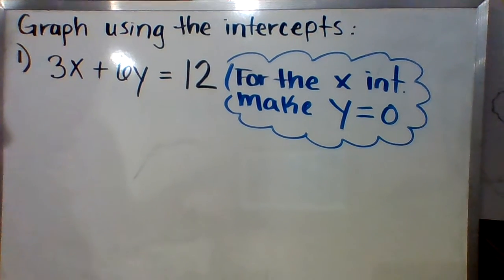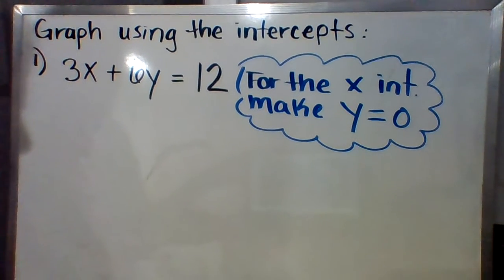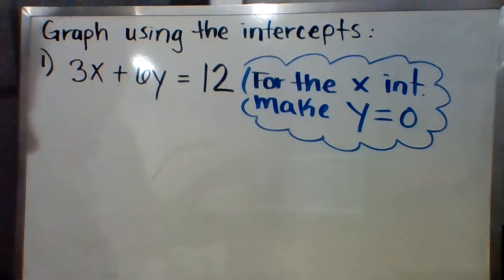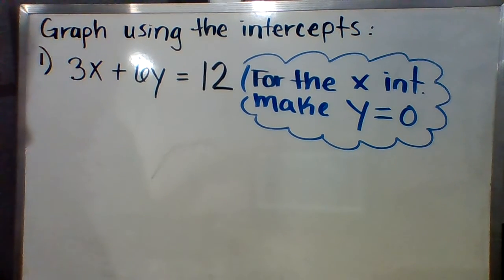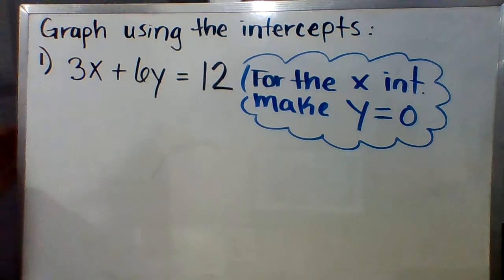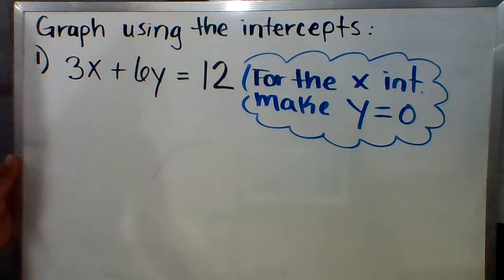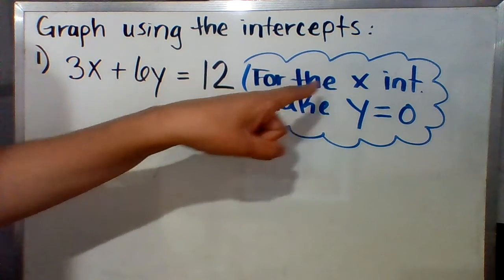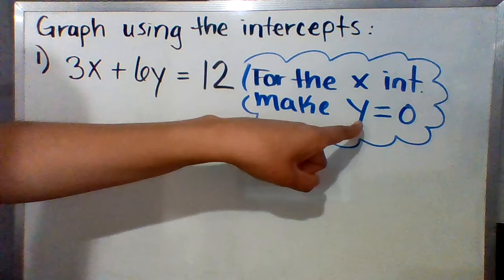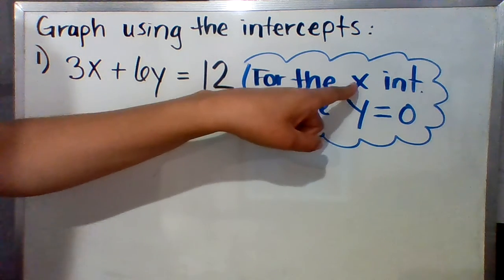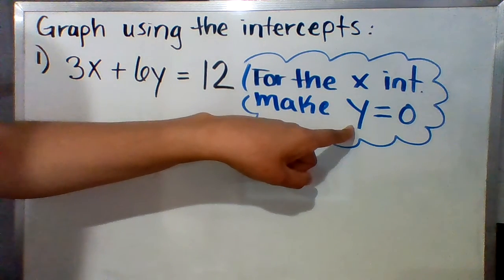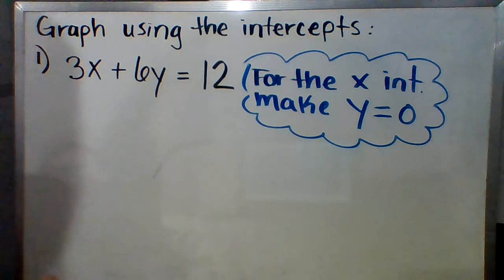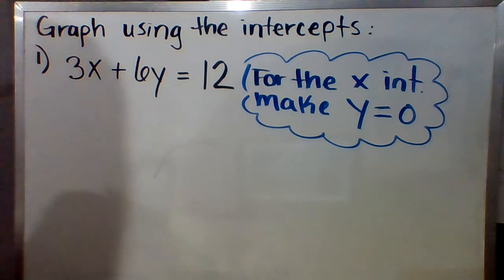All right, this is problem number 1, and we are being asked to graph this, but using the x and the y intercept. So what I'm going to do first is make sure that I go after the x-intercept by making the y equals 0. So if you want x, y equals 0. If you want the y-intercept, then you make the x equals 0. So whoever you don't want equals 0, and whoever you do want, you solve for.